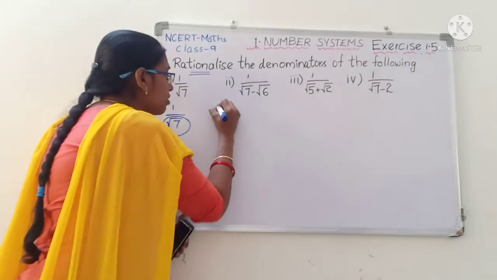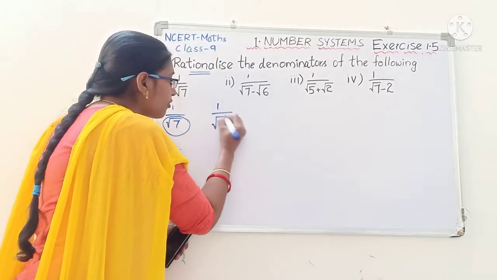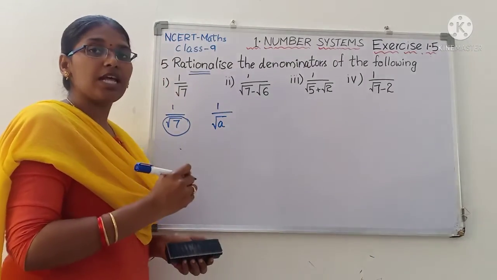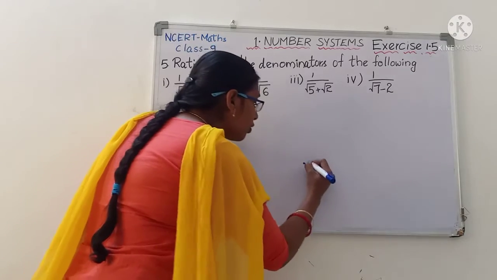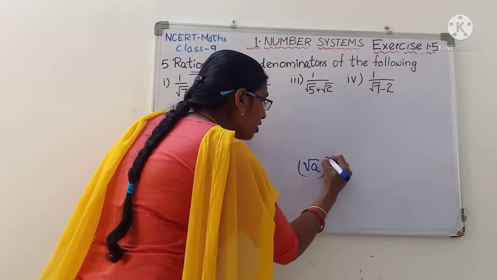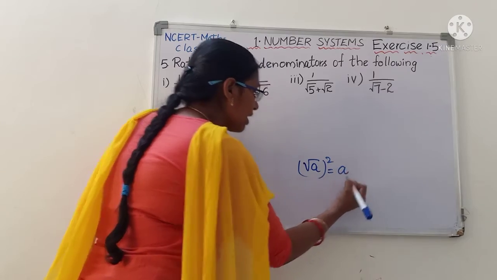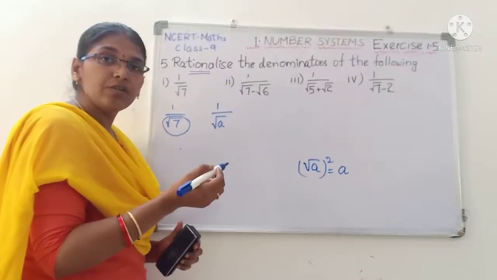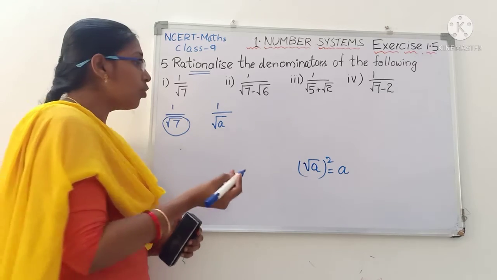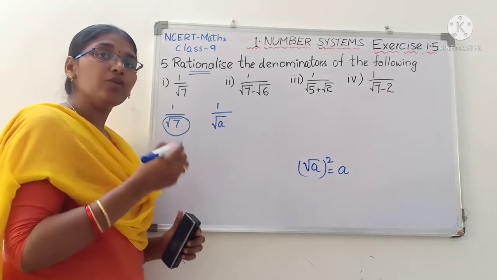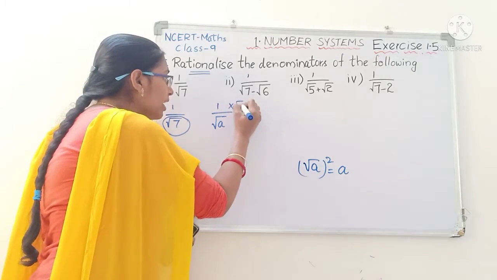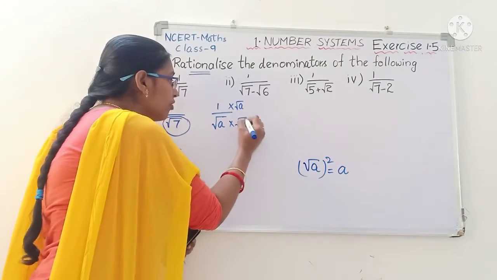Children, we already saw an example. If the question is 1 by root A, and you want to rationalize it, you all know, children, root A whole square is what? Root A whole square is A. So if this root A gets converted into A, it will be rationalized, right? So to convert root A into A, what should you do? You should multiply both numerator and denominator with root A.